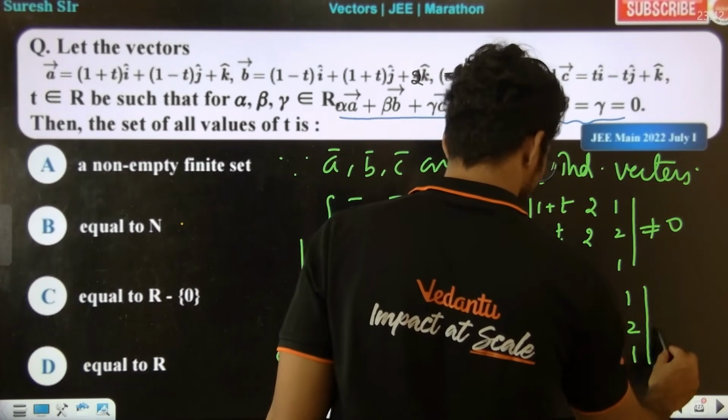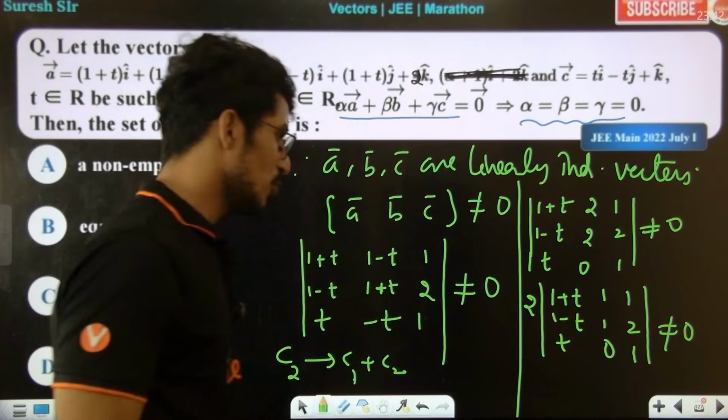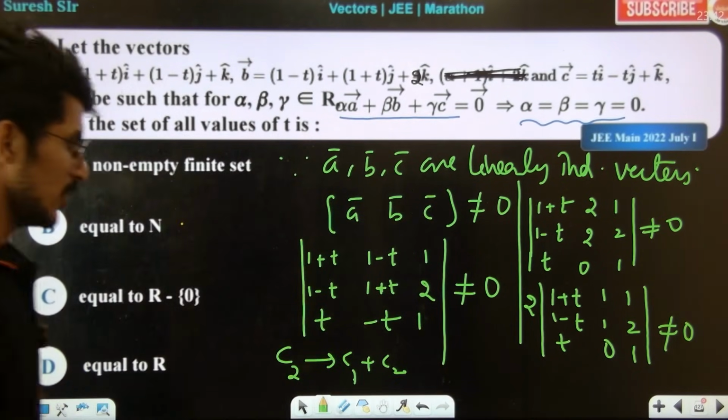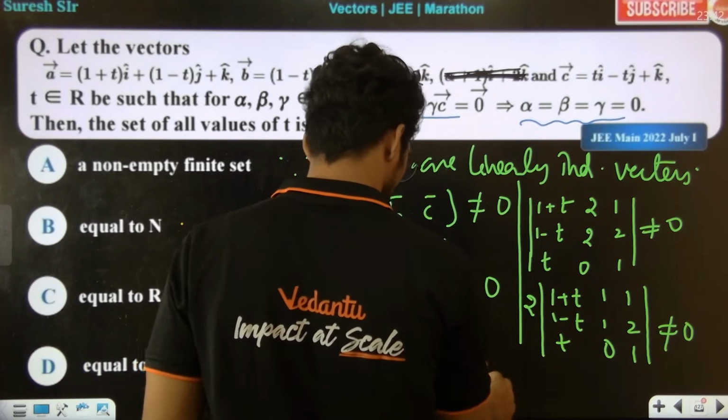1, 2, 1. This should not be equal to 0. So let me solve this carefully. I'll do one thing.